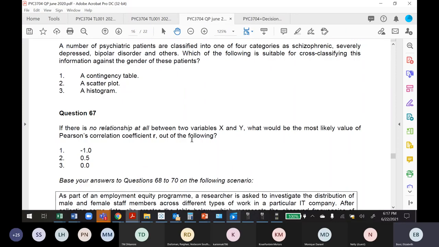You also need to know how to interpret it in terms of the other values in between, like 50%, what does 0.5 mean? And what does 0.2 mean? And what does 0.8 mean, whether it's negative or positive? Strong relationship, weak relationship, you need to know how to interpret that.